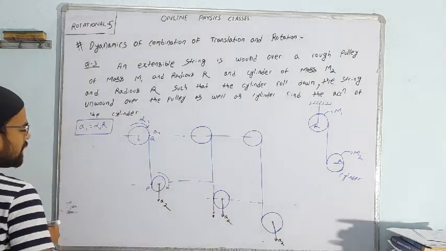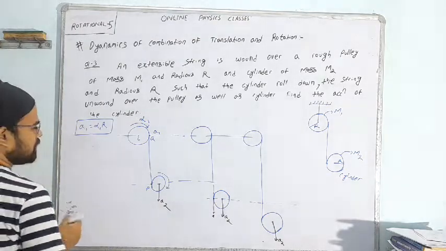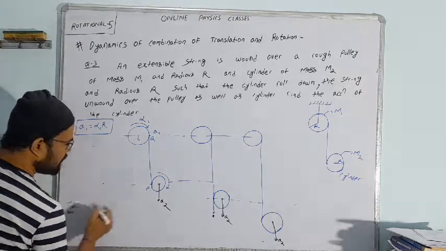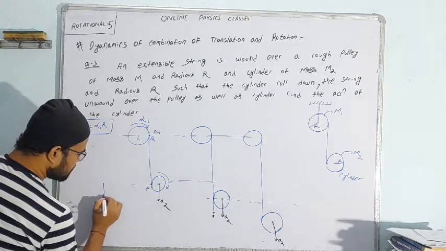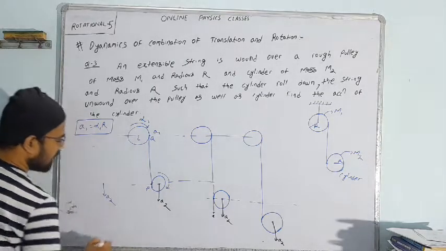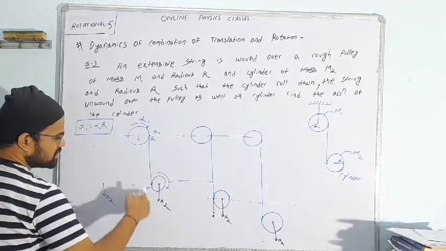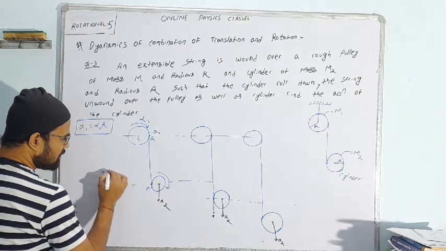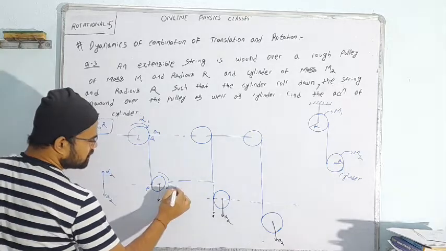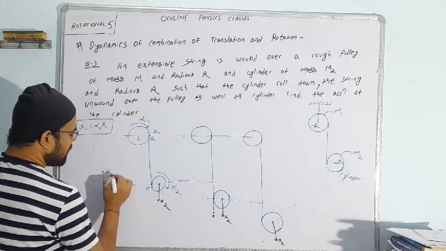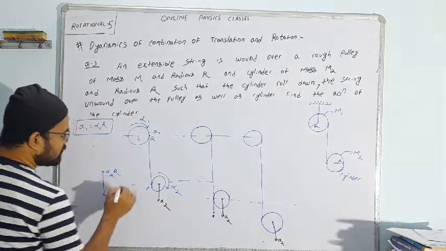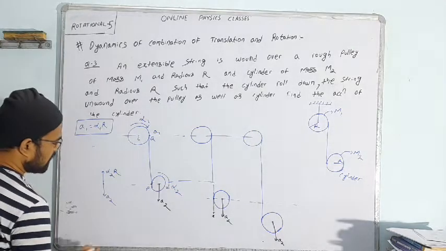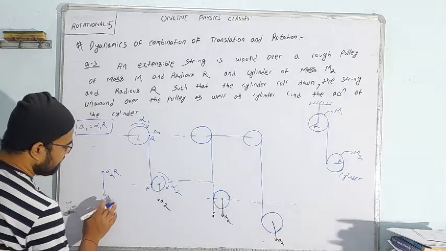For point p, one acceleration is a2, and another acceleration due to angular acceleration goes upward. Let's suppose this is alpha 2, so alpha 2 r.